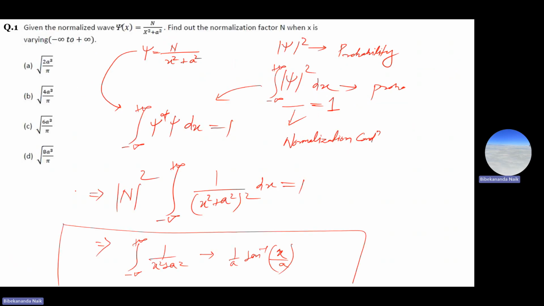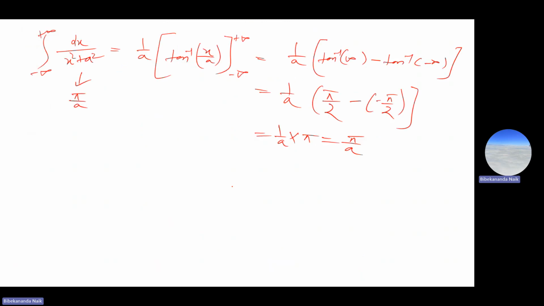But if you see, the original integration is different. It is x square plus a square and its whole square is present in the denominator. So what will we do? We know the integration and the derivative are interchangeable. Suppose we take the derivative del by del a of this integration from minus infinity to plus infinity of dx by x square plus a square.